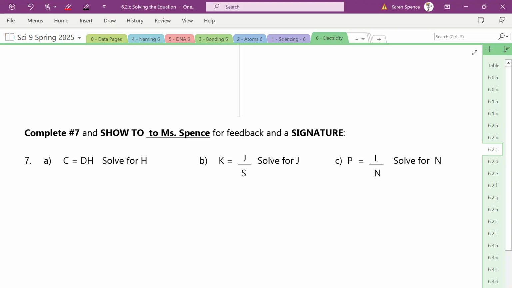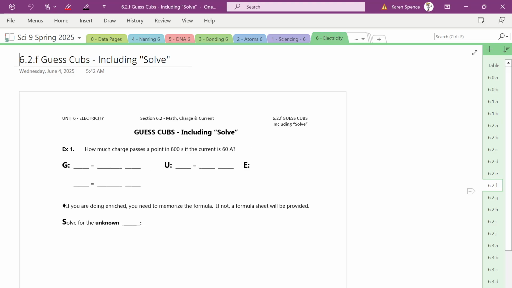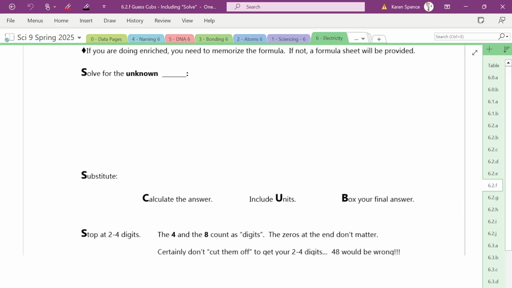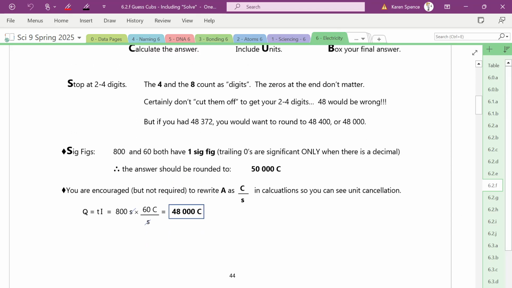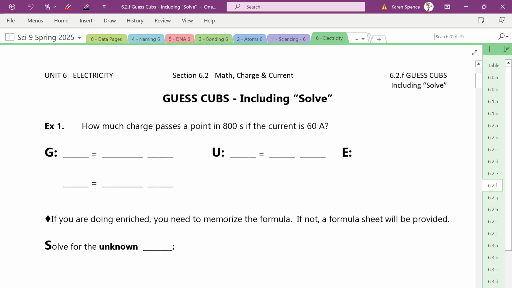Okay, folks, I would like to go over some of the stuff on page 44, which is 6.2F. And I know some of you have already done it, so you can just not pay attention until I tell you to pay attention, okay?